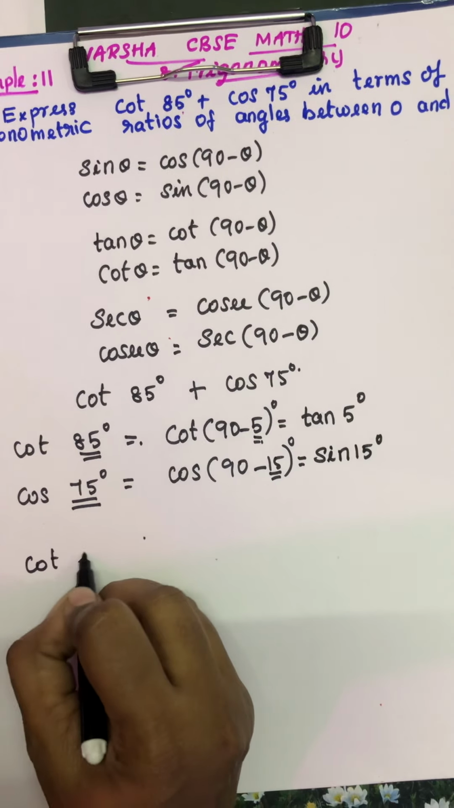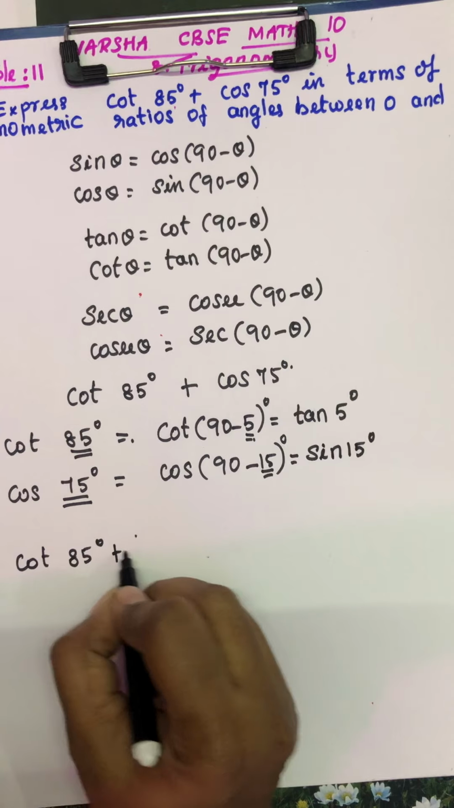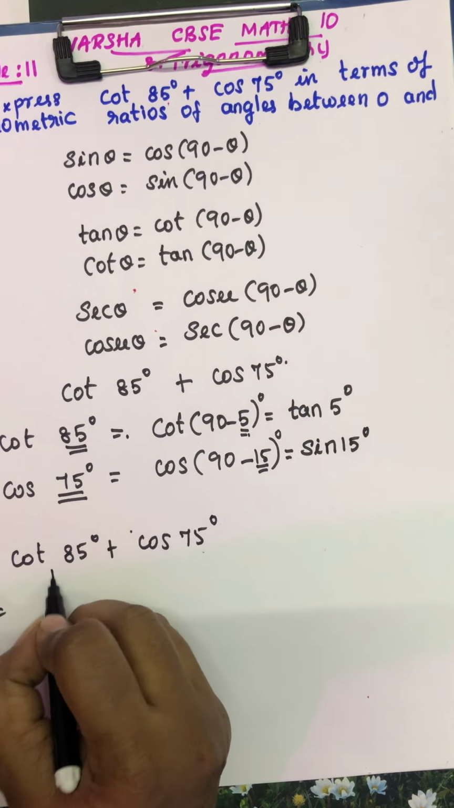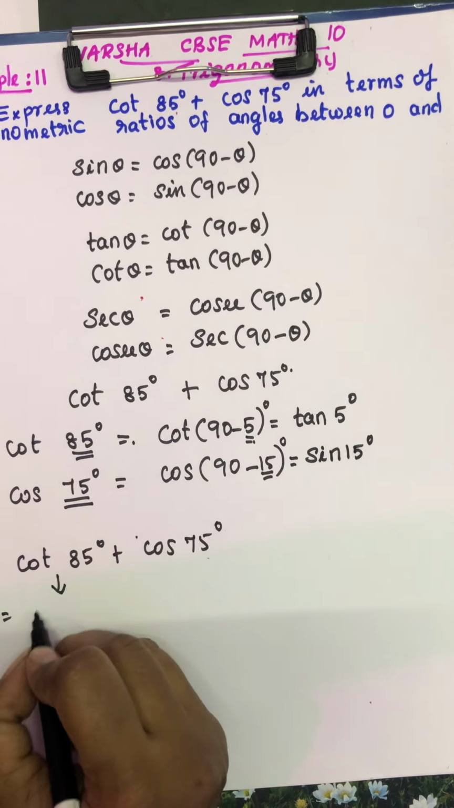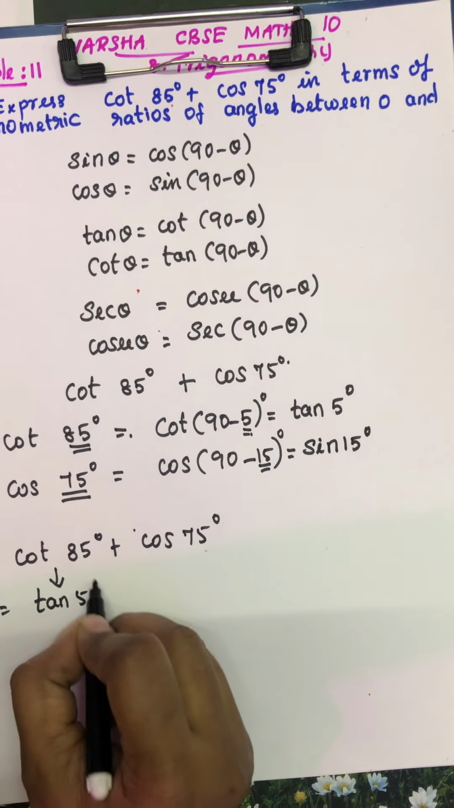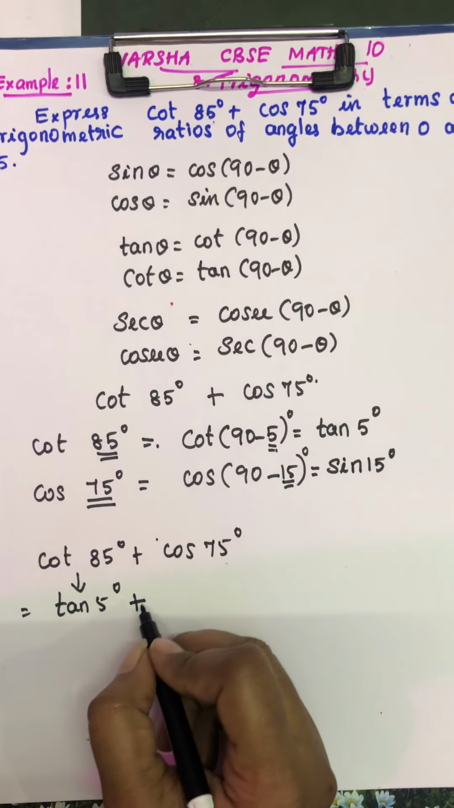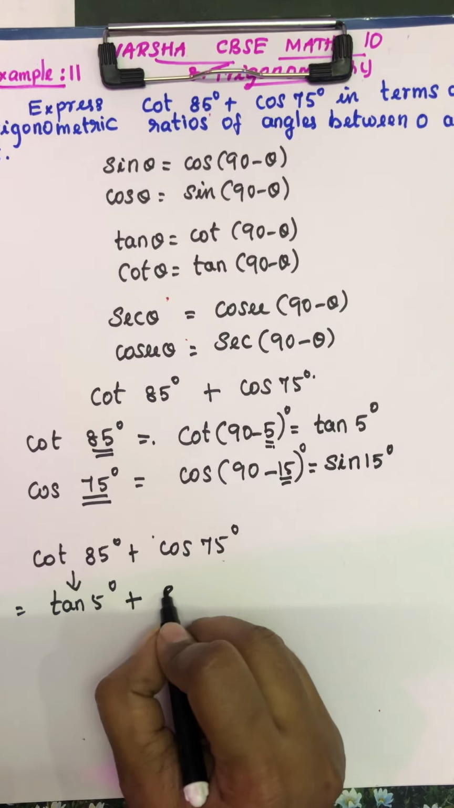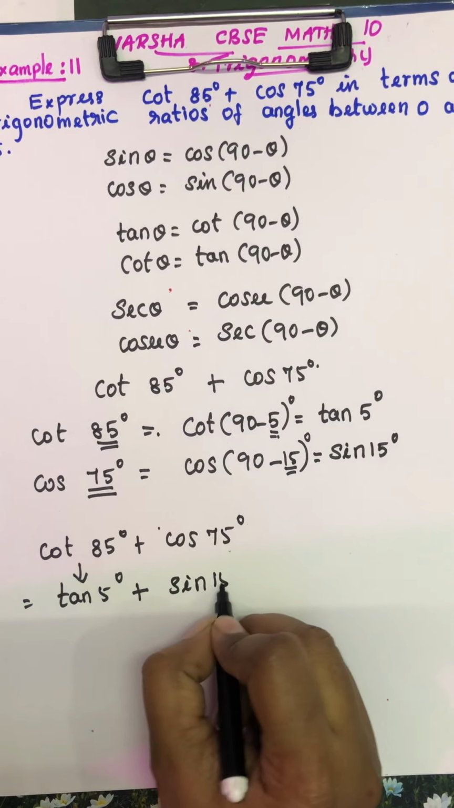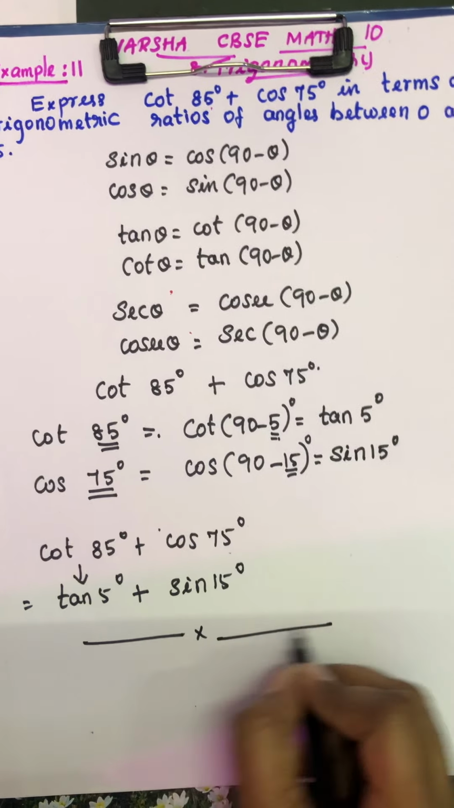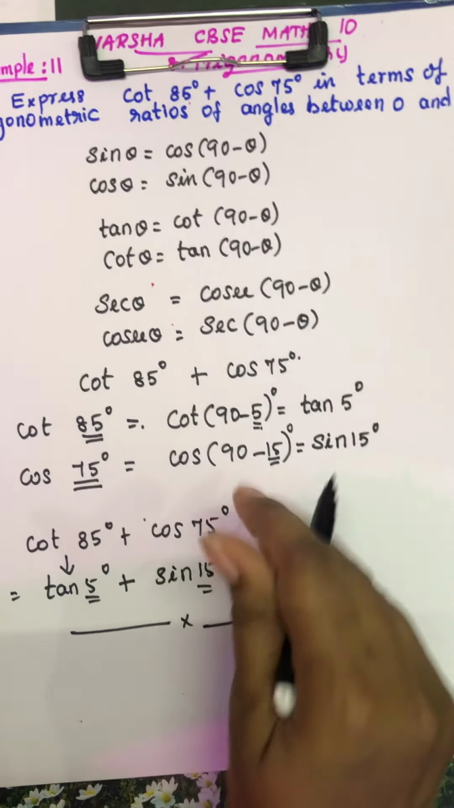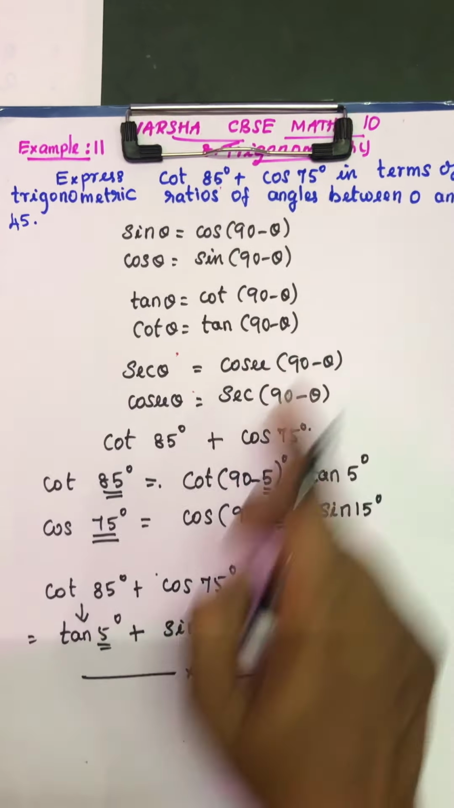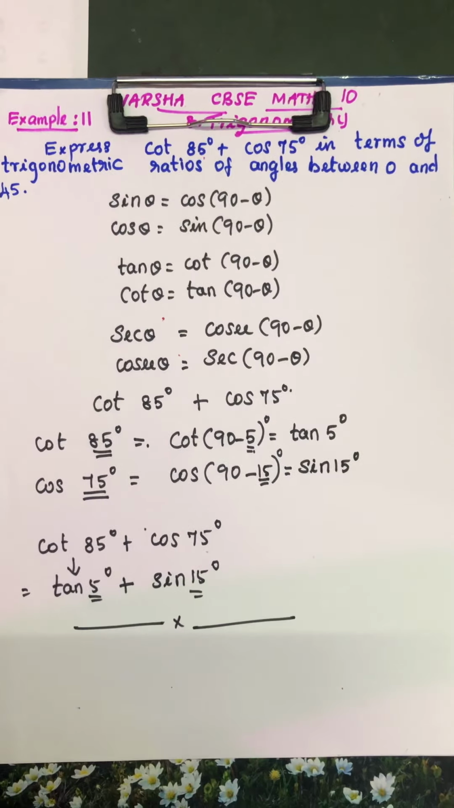So see, cot 85 degree plus cos 75 degree is equal to, cot 85 changed into tan 5 degree plus cos 75 changed into sin 15. So we got the answer. Okay, so the degrees changed between 0 and 45. So that is your question. Okay, so you have changed the degrees into 0 and 45.